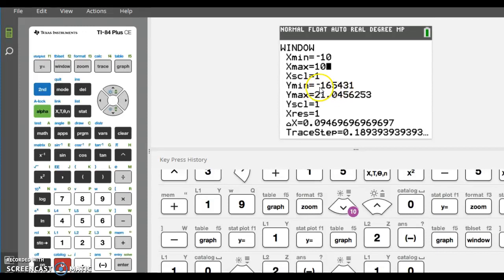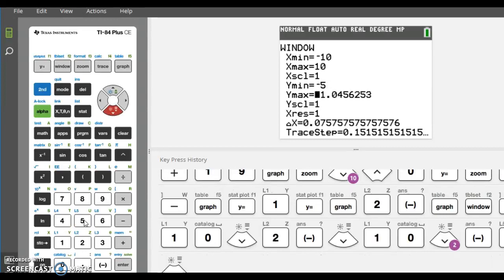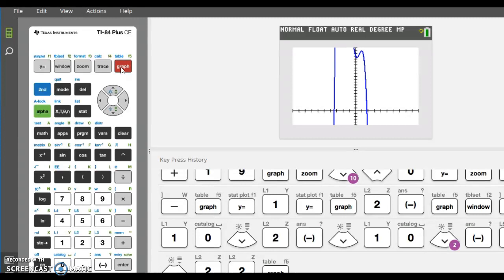Well, that's not helping me at all because I want to know where my zeros are. So I'm going to go down in here and say, I don't know, negative 5. Let's see if that helps us. It said the max was at 21. Well, okay. I'm going to make that nicer. Let's say 22 and see what happens. Oh, great. But I've got to go higher.